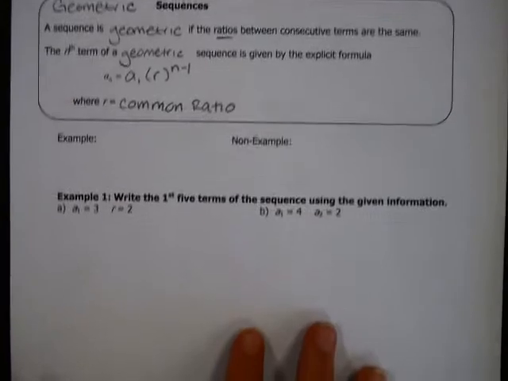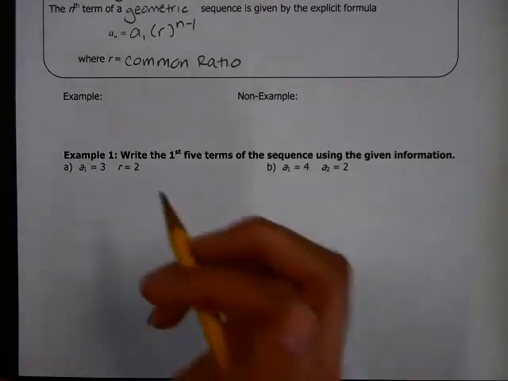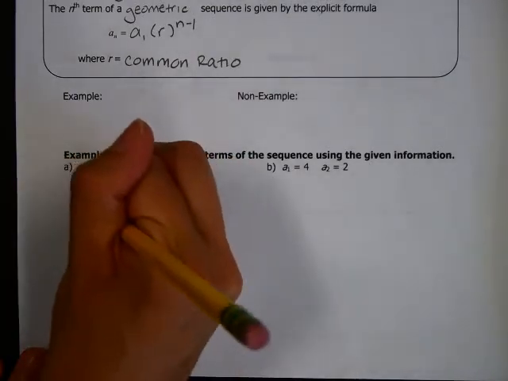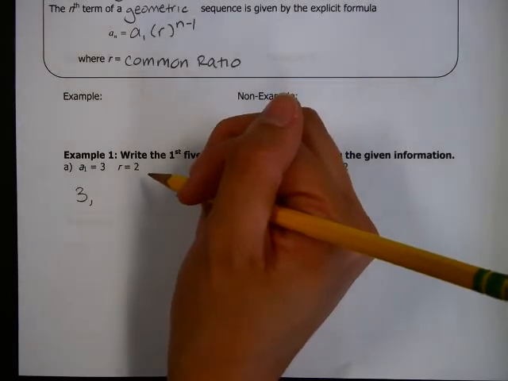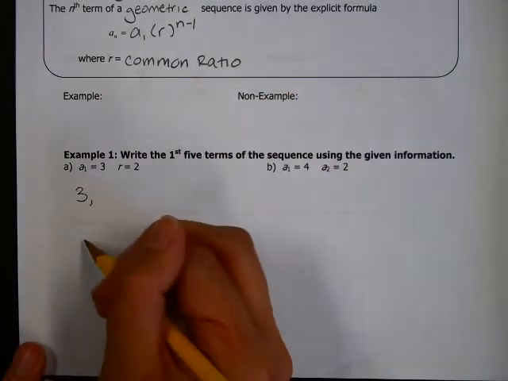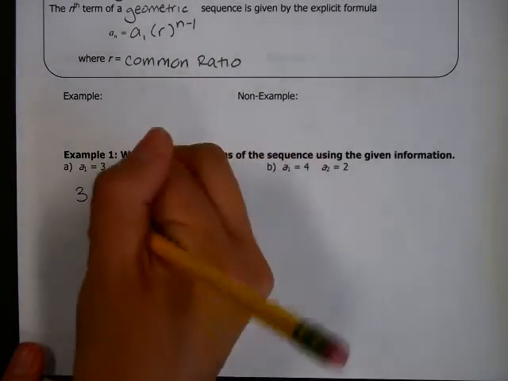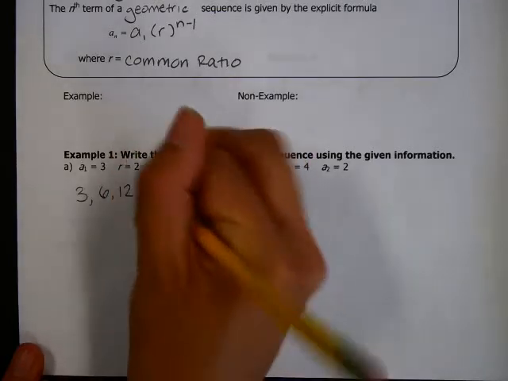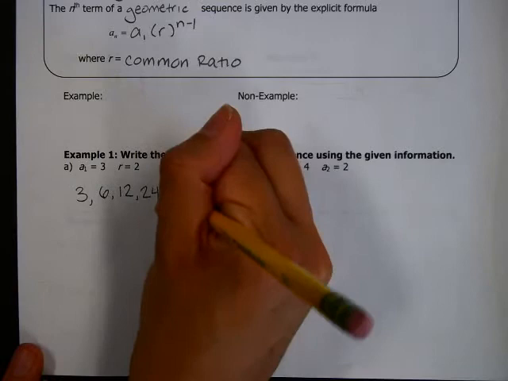Let's skip down here to example 1. Write the first 5 terms of the sequence using the given information. So here, a1 is 3, so that's the first term of our sequence. And they're telling us that the common ratio is 2. So in order to move from one number to the next, we have to multiply by 2. 3 times 2 is 6, times 2 is 12, times 2 is 24, and times 2 is 48.